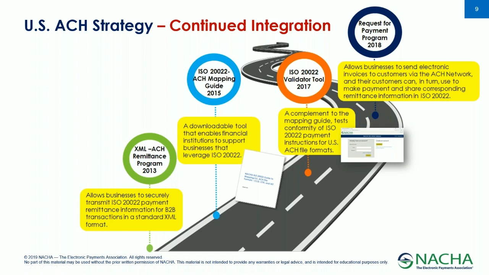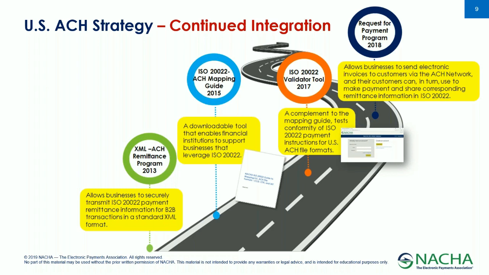A year later, we enhanced the mapping guide and tools. Subsequently, NACHA started receiving a lot of requests from banks to help them review the ISO 2022 files they were getting from their corporate customers. Initially, this was a manual effort, and as you can imagine, that's error prone. This led to the launch of the NACHA ISO 2022 validator in 2017, developed by Volante Technologies, who is also on the panel. It's a tool to help validate the mapping of ISO 2022 payment instructions into ACH file formats, and a complement to NACHA's ISO 2022 mapping guide.